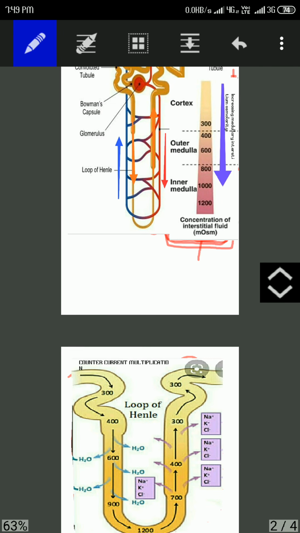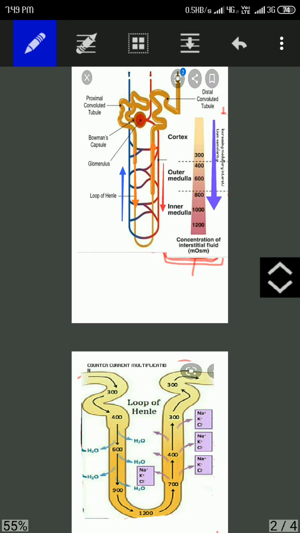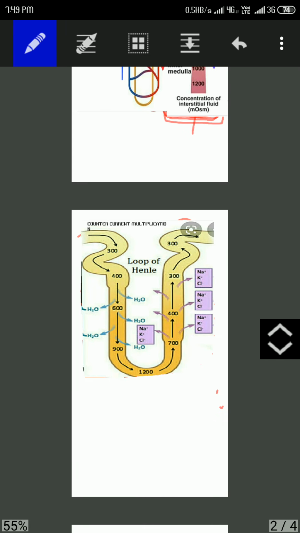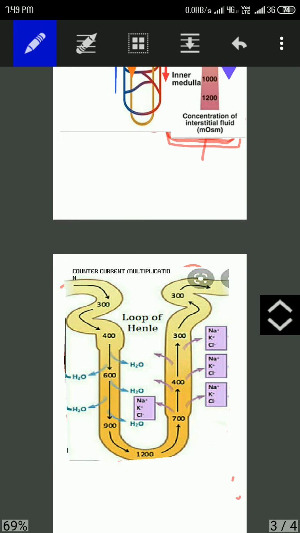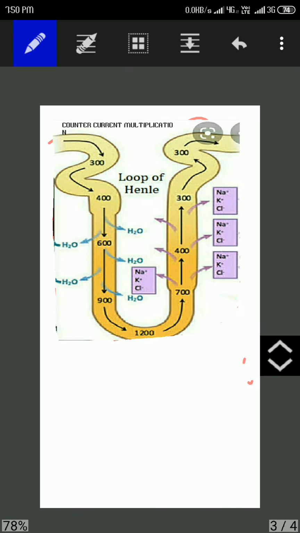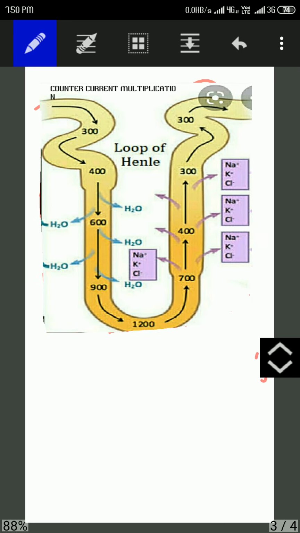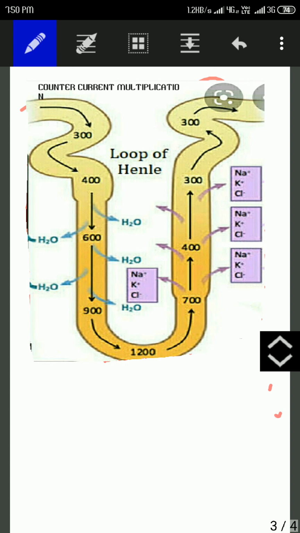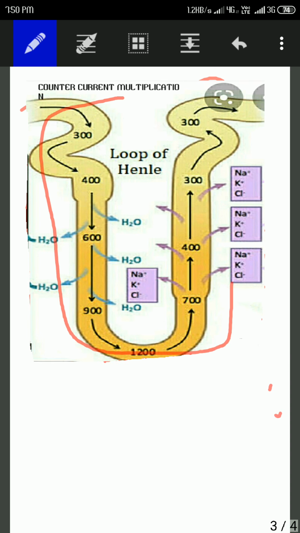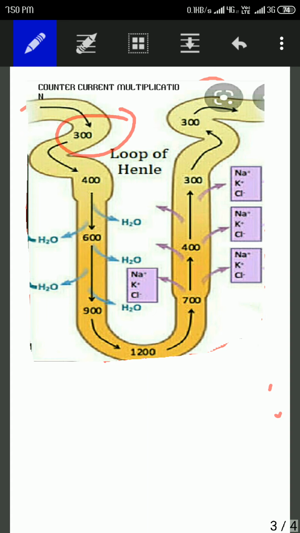I have already told you the counter current mechanism has two parts, counter current multiplication and counter current exchange. First we are going to see counter current multiplication. For counter current multiplication we have to go to the loop of Henle. This is the loop of Henle. This is the descending part of loop of Henle, this is the ascending part. The fluid concentration in the descending part at the entrance is 300, whereas at the tip it becomes 1200.